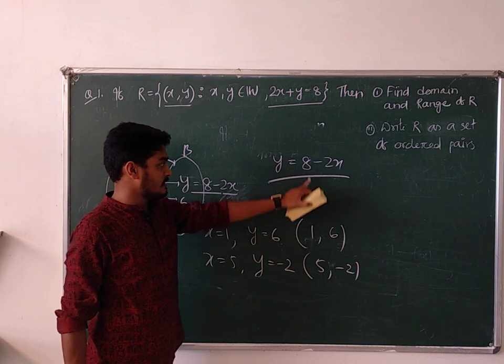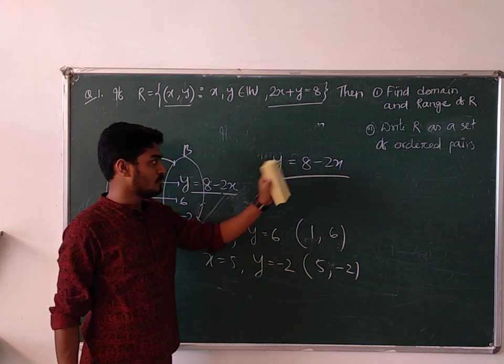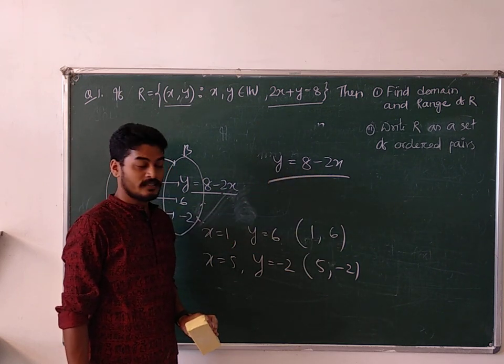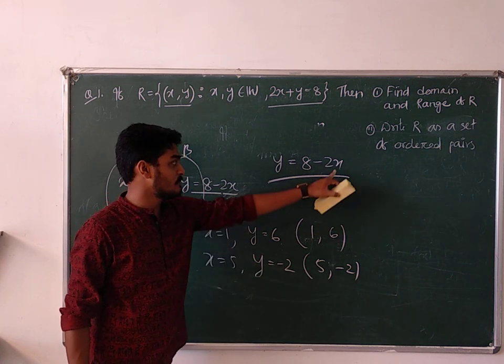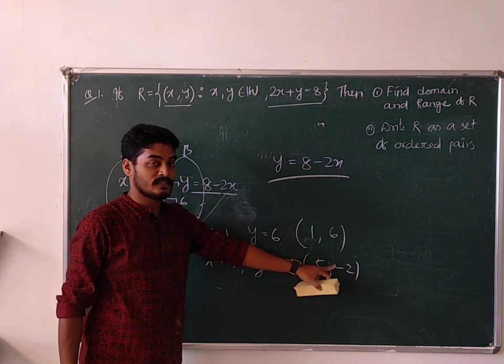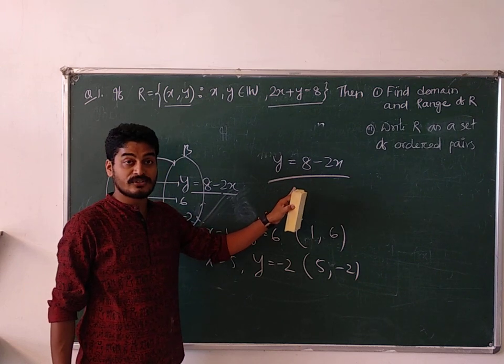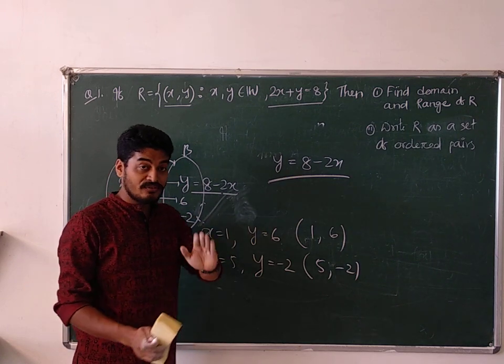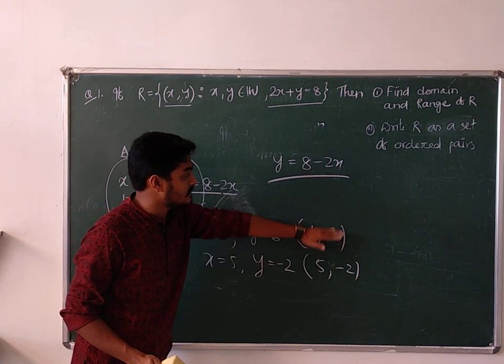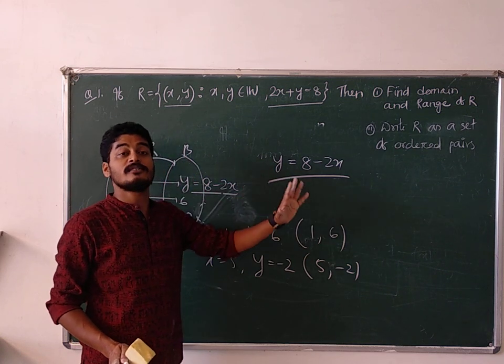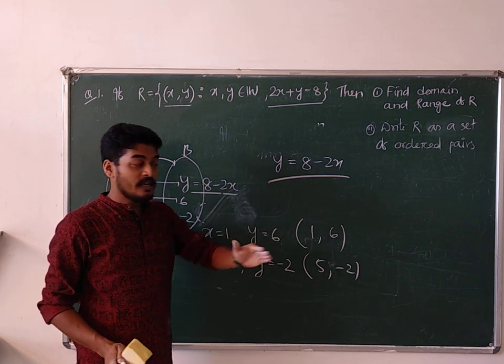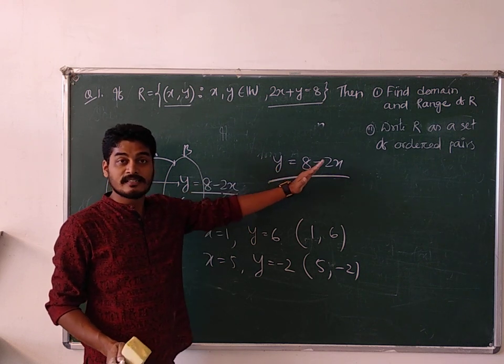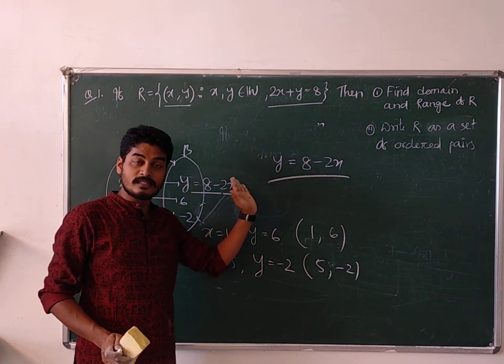Condition means what? If X is equal to 1 and Y is equal to 6, the left hand side is equal to the right hand side. If for X is equal to 5 you put it here, you will get Y is equal to minus 2. Both ordered pairs satisfy this condition. Satisfying this condition means after putting the values of the variables X and Y in the respective places, the left hand side and right hand side become equal.